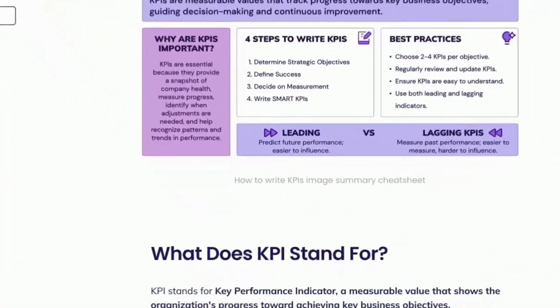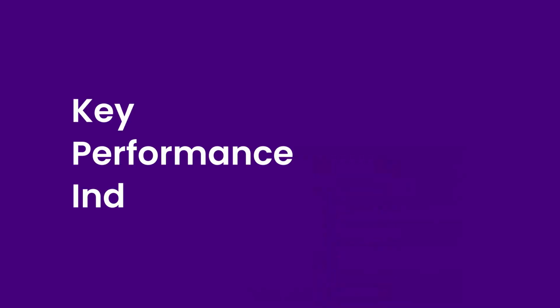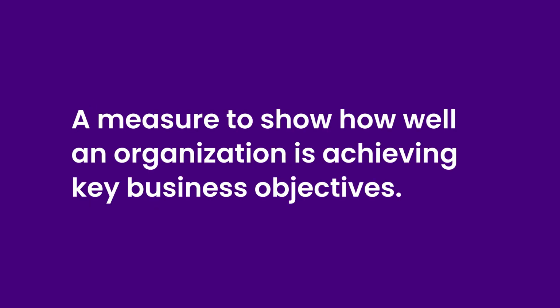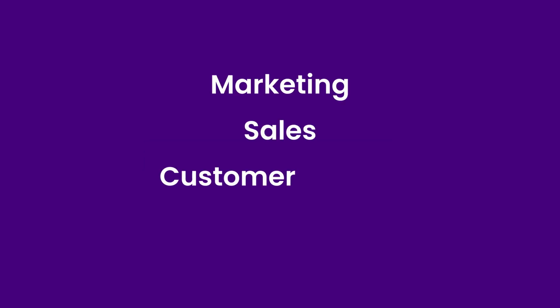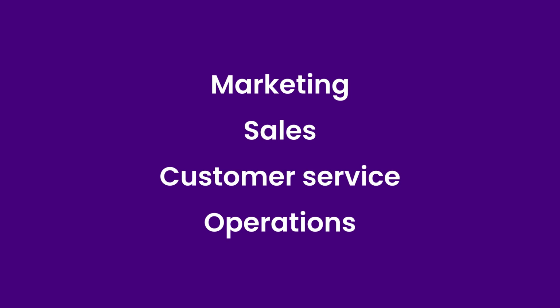So what exactly does KPI stand for? KPI means Key Performance Indicator. It's a measurable value that shows how well an organization is achieving key business objectives. KPIs help track whether your goal is on track, ahead, behind, or achieved. They can be applied across various business areas like marketing, sales, customer service, and operations.